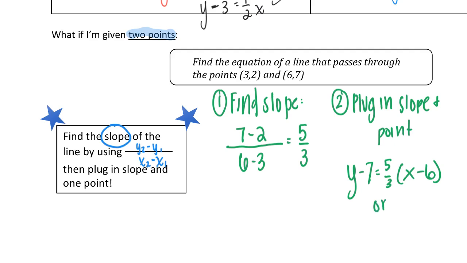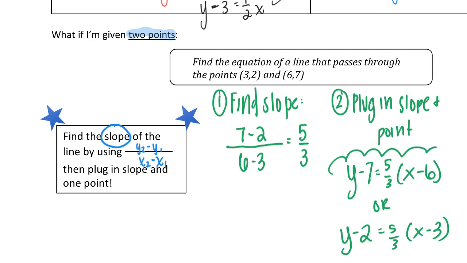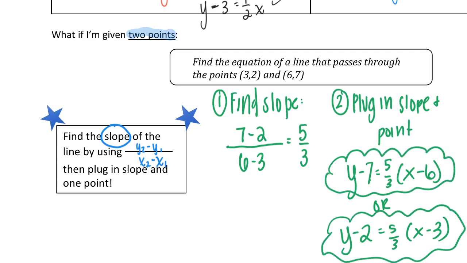So you could have that, or you could have y minus 2 equals 5/3 times x minus 3. Both are fine. What does matter is that you have your correct slope and you have the x's and the y's in the correct spots. So either one of these is good to go. Go ahead and give your assignment a try where you're practicing all things point slope form.